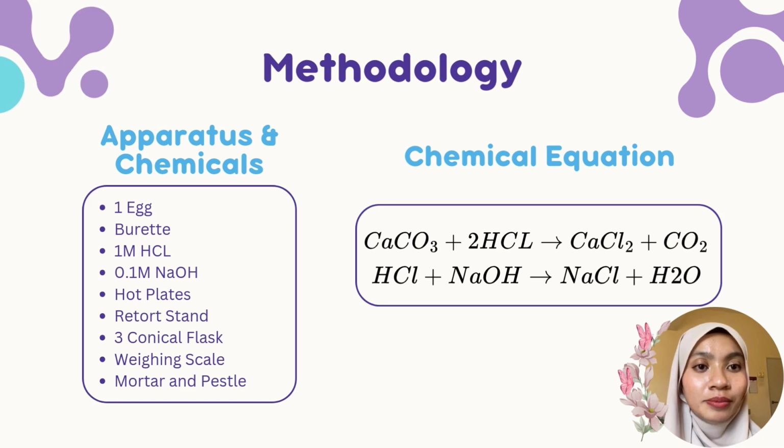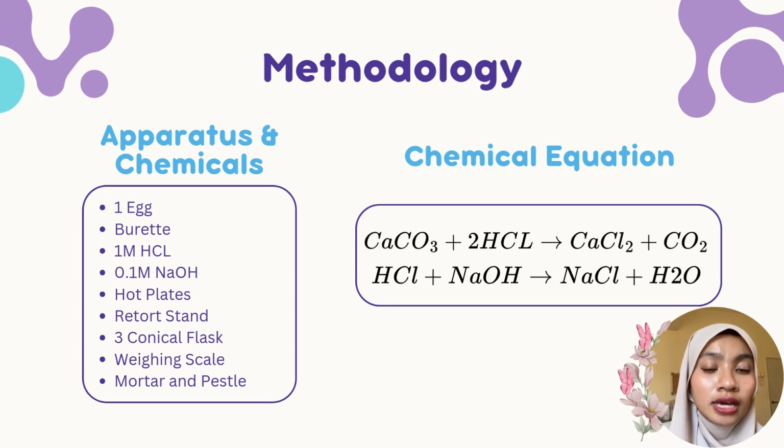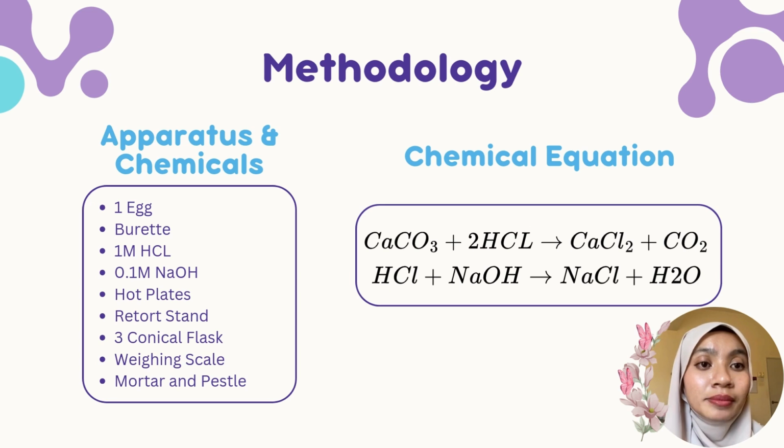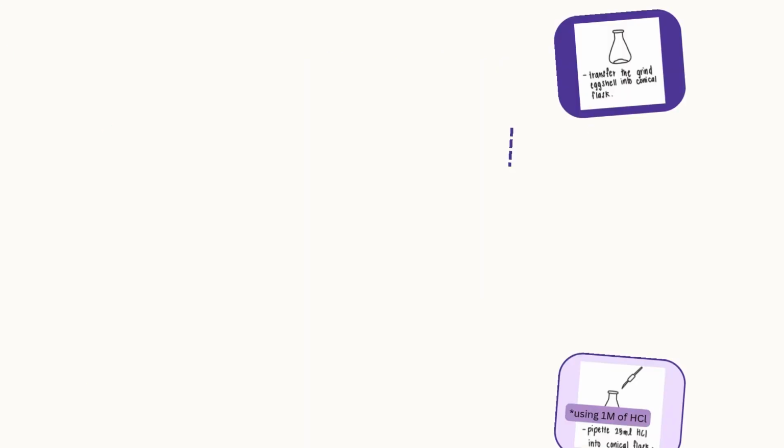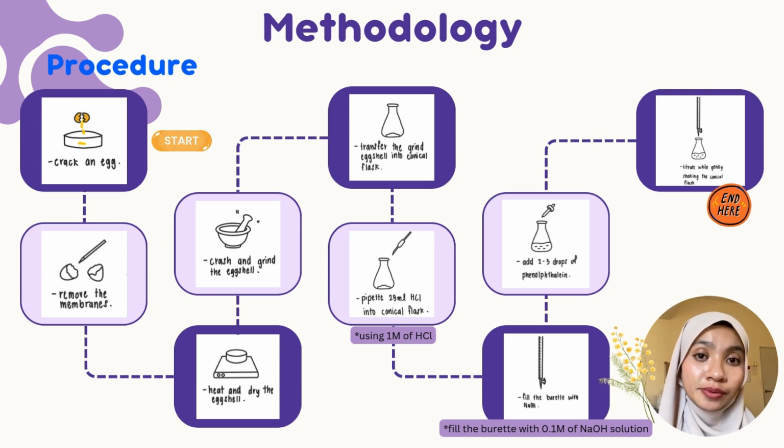Next is the methodology. For this experiment, we use 1 egg, burette, 1 molar of HCl, 0.1 molar of NaOH, hot plate, retort stand, 3 conical flasks, weighing scale, and lastly, mortar and pestle. The chemical equation for this experiment is CaCO3 plus 2HCl to CaCl2 plus CO2 plus H2O. There are 11 steps of procedure for this experiment.